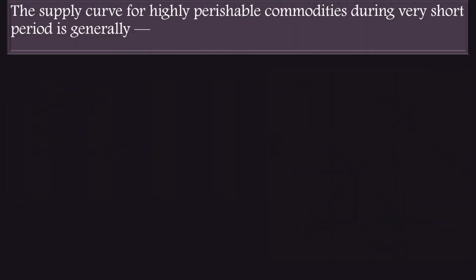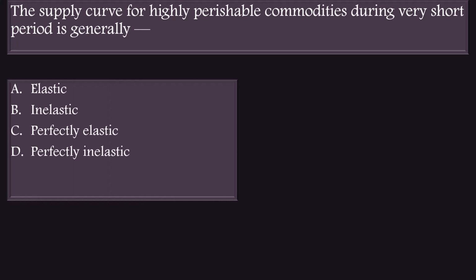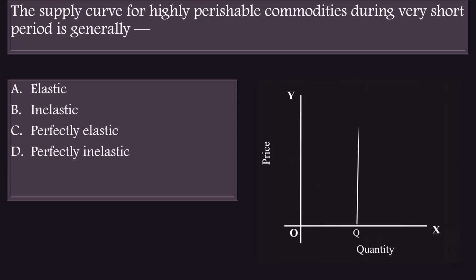Ninth question. The supply curve for highly perishable commodities during very short period is generally options: A. Elastic, B. Inelastic, C. Perfectly elastic, D. Perfectly inelastic. The supply curve for highly perishable commodities during very short period is generally perfectly inelastic. Option D is the correct answer.